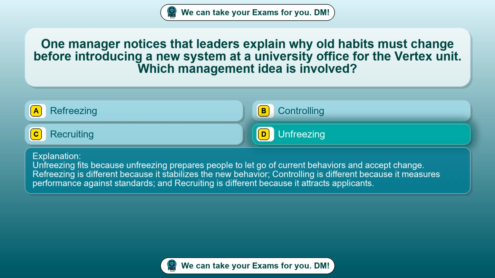Unfreezing fits because unfreezing prepares people to let go of current behaviors and accept change. Refreezing is different because it stabilizes the new behavior, controlling is different because it measures performance against standards, and recruiting is different because it attracts applicants.